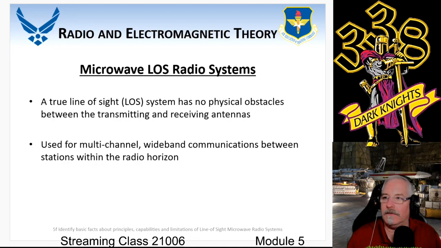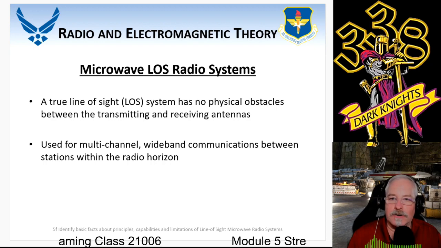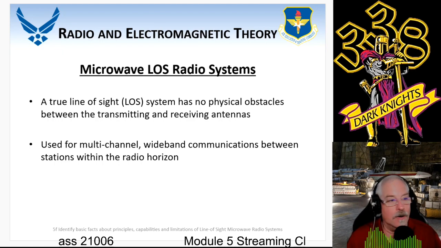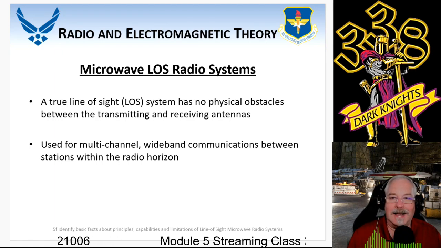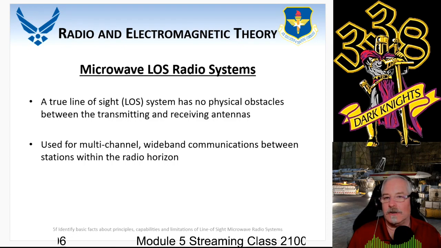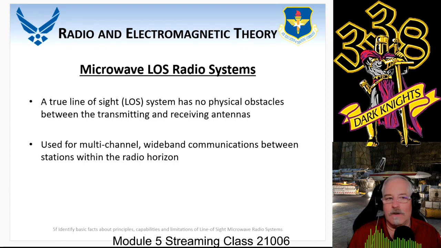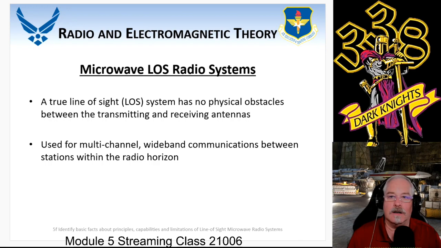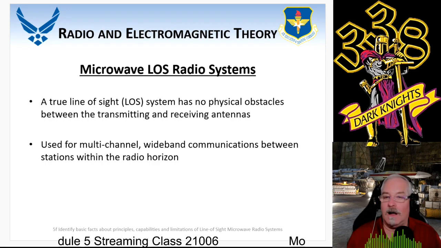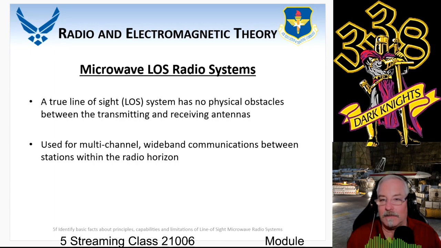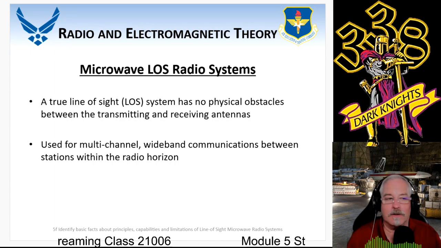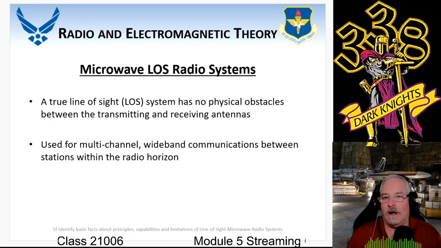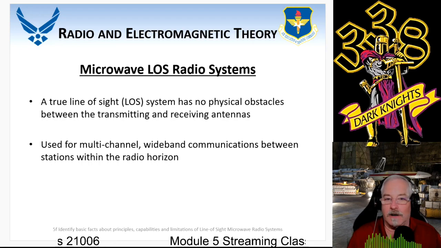Let's take a look at the microwave radio system. This is considered a true line of sight because most of your microwave systems, actually all that I know of, transmit a unidirectional signal, and it is considered true line of sight because there are no physical obstacles between the transmitting antenna and the receiver. Because if there is, you don't make comm. That's the problem. Something gets in between it, you're going to have an interruption of your service. When they say multi-channel wideband communication, they're talking about digital information being transmitted on a carrier.